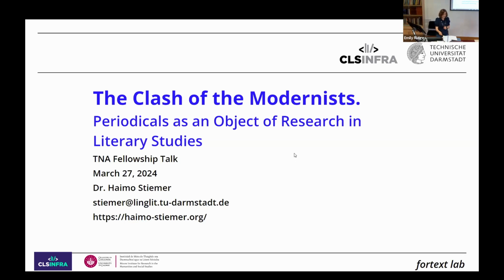He works on the intersection between modernism, sociology, and computational literary studies. His TNA project concerns two journals from the Weimar Republic, one related to expressionism and the other related to new objectivity. I'm not going to attempt to pronounce the titles. You could probably help me out a little bit later. I'll butcher them. But the paper today comes out of that research. So his paper is called The Clash of the Modernists, Periodicals as an Object of Research in Literary Studies.